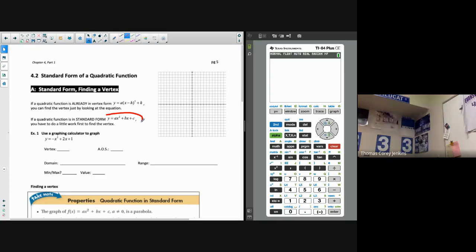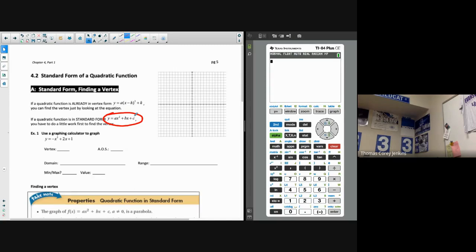All right, so standard form is ax squared plus bx plus c. By the way, we can convert vertex form to standard form, but we can cross that bridge when we get there. So a is the coefficient of the x squared variable, b is the coefficient of x, and c is your constant.